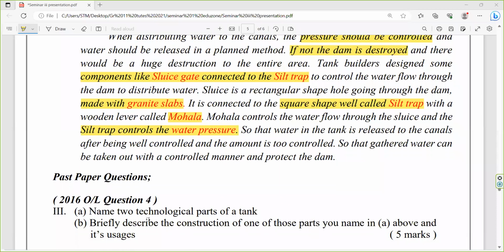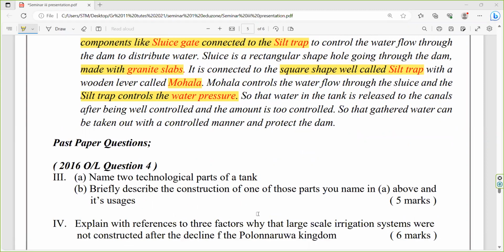2016 question: Name two technological parts of a tank. So you can name two parts of the tank. Briefly describe the construction of one of those parts you named in A above and its uses. Then you can take that and explain how people constructed dams, and explain its use. That is a 5 marks question.